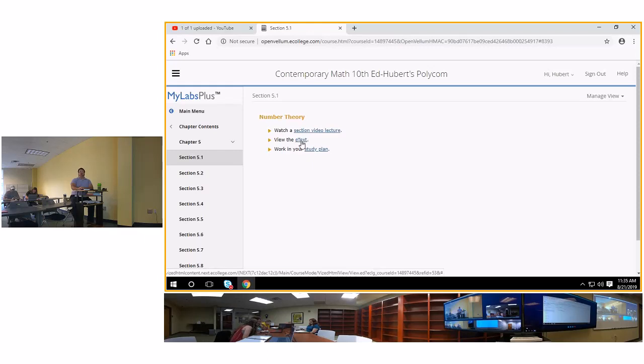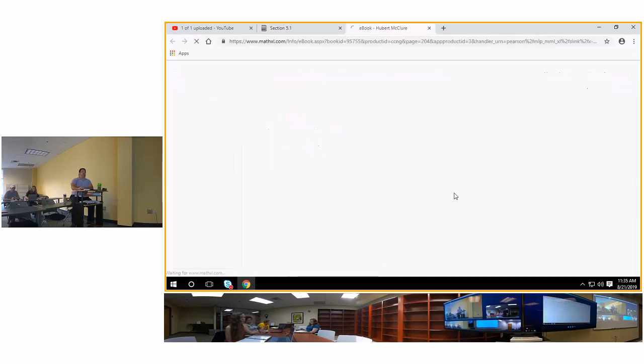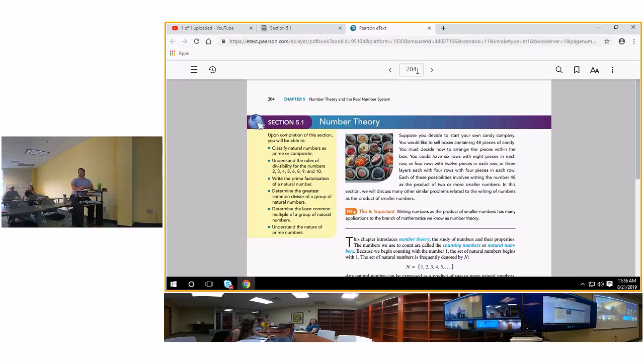Now I'm going to click on the e-text. Some of you that have a book can turn to this same page, and you're going to see the same thing. Okay? I clicked on e-text. If you have a book and you turn to page 204, it will look like the same thing.